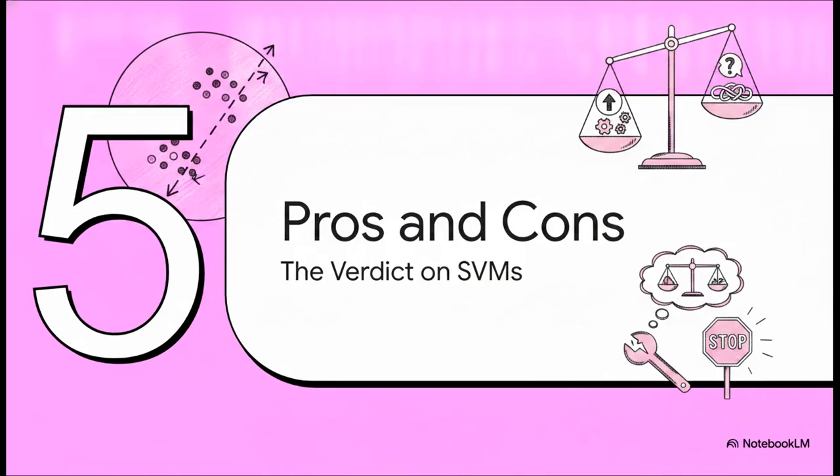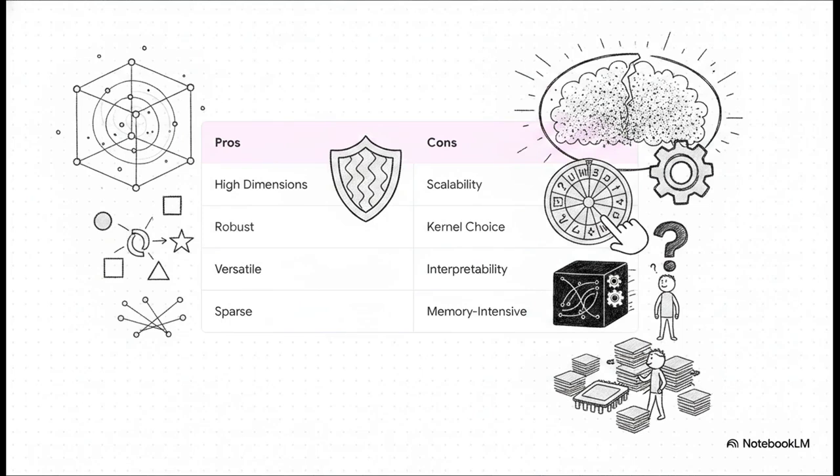Still, no algorithm is a silver bullet. Let's look at the pros and cons and get a final verdict on SVMs. The strengths are absolutely massive. SVMs are incredibly robust. They thrive in high-dimensional spaces, and thanks to those support vectors we talked about, they are highly memory efficient. But the weaknesses are real.